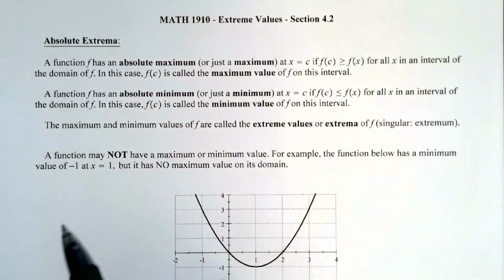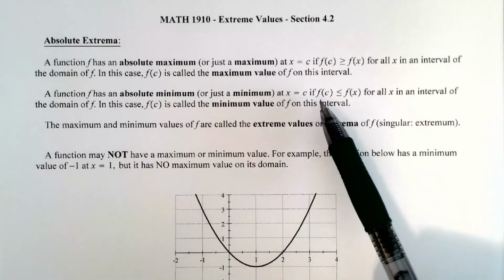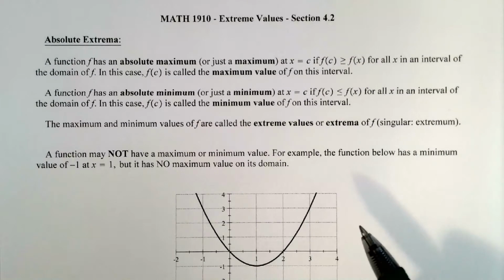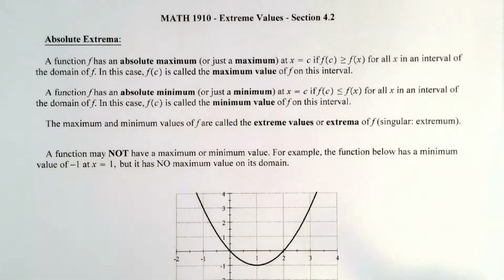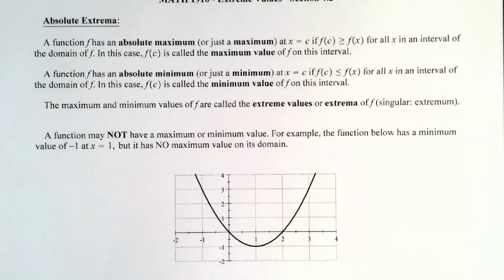Similarly, we can define an absolute minimum, or just minimum, for a function, and in that case the value of the function at x equals c is less than or equal to f of x for all x in that interval. The maximum and minimum values, as I said, are called extreme values or extrema. Singular would be an extremum, like a minimum or maximum.